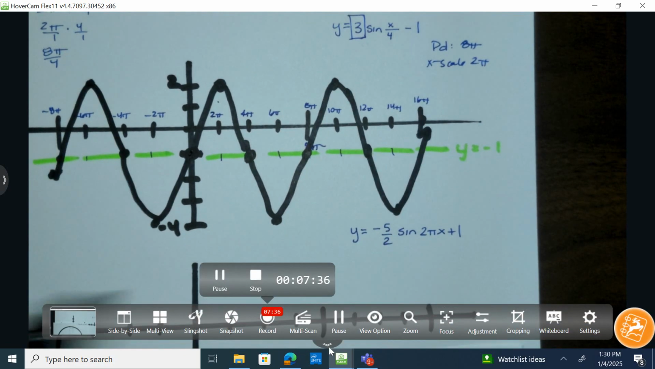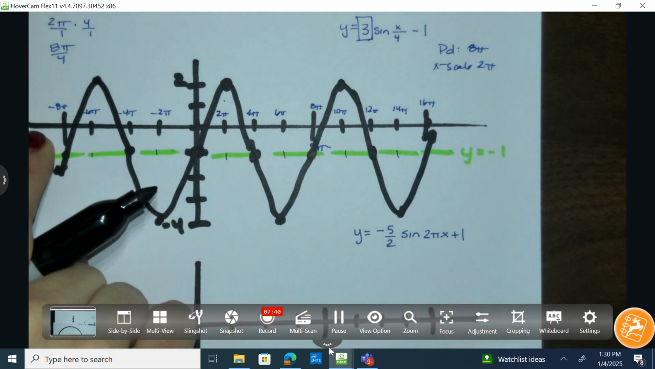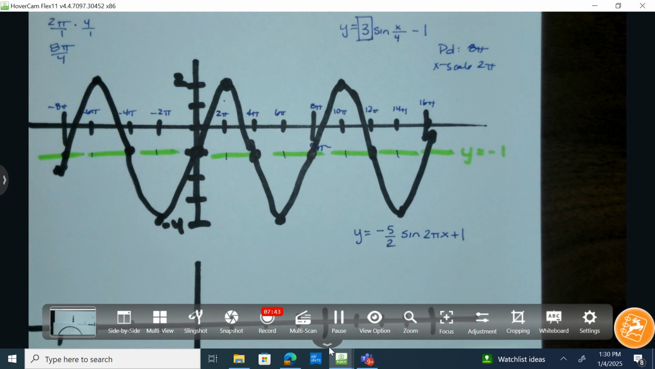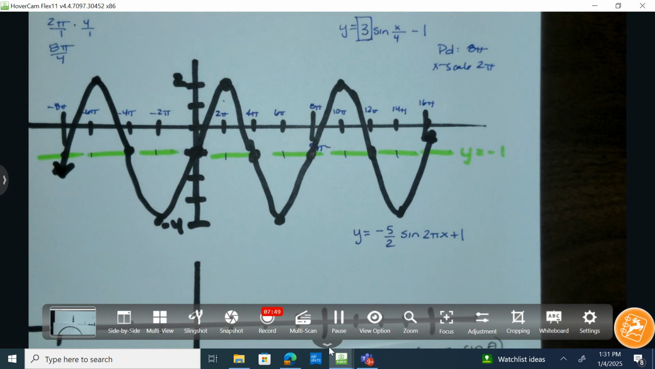Okay, this particular graph has a maximum of 16 pi to the right of the origin and -8 pi is going to be the minimum moving to the left. But we do see 3 different cycles, making sure we have arrows insinuating that this is a continuous wave function. Let's look at this.